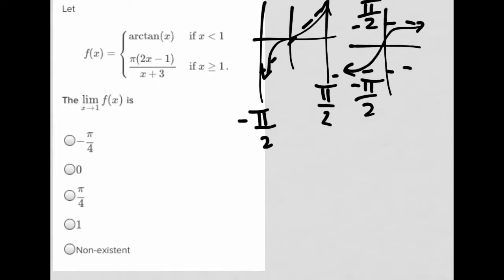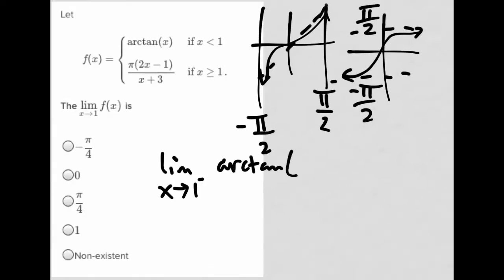What is the limit of f of x as x approaches 1? All we are doing is evaluating the two-sided limit. Remember, you have to do it from both sides. So the limit as x approaches 1. From the left, we will use this. What is the limit of arctangent as x approaches 1 from the left?